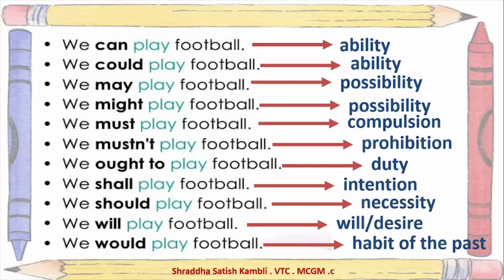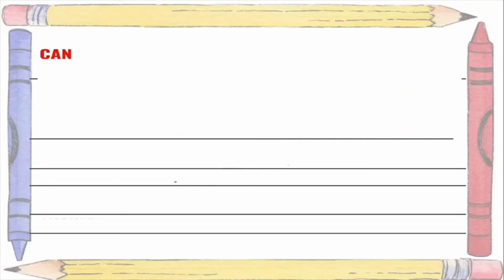Sometimes the subject wants to show ability, sometimes possibility, sometimes compulsion, sometimes duty. So this is how the mood of the subject is reflected by making use of these modal verbs. So that was about the meaning and one example. Now let us take one more look at the different modal auxiliaries in this way.